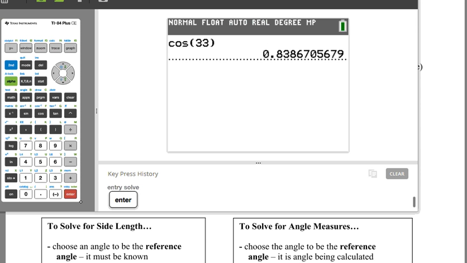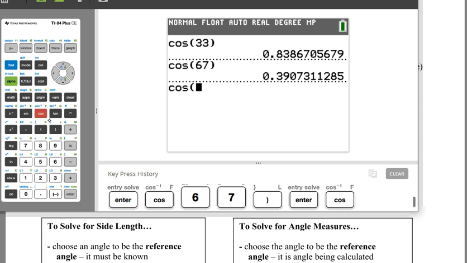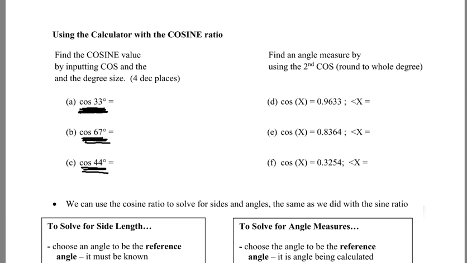Second one was cosine 67. So cosine 67, just like it says, I don't have to do anything different, 0.3907. And the last one was cosine 44. So cosine 44, close your bracket, 0.7193. So nothing special with these 4 decimal places, because all it tells you to do is cosine that degree.